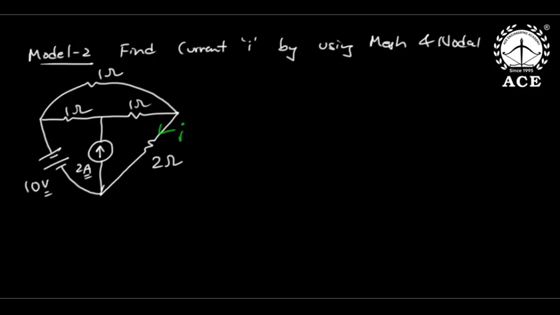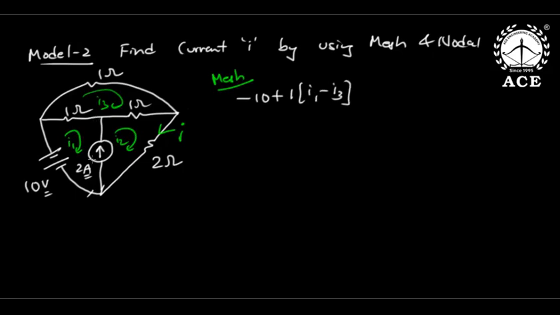Now here again, first mesh analysis. This is current I1, this is current I2, and this is current I3. First I write the mesh equation starting from here: minus 10, then 1 into I1 minus I3. But now suddenly a current source came. This time the current source is a common branch between two meshes. In such a case, treat it as an open circuit. Actually, it is not an open circuit, but the internal resistance of an ideal current source is like infinity, so I treat it like an open circuit.